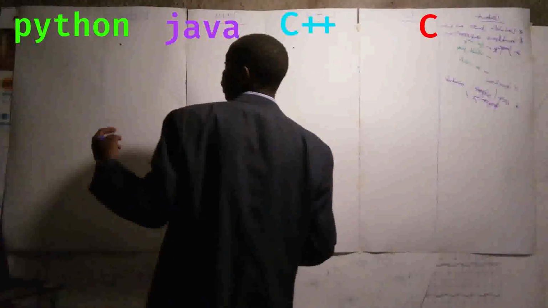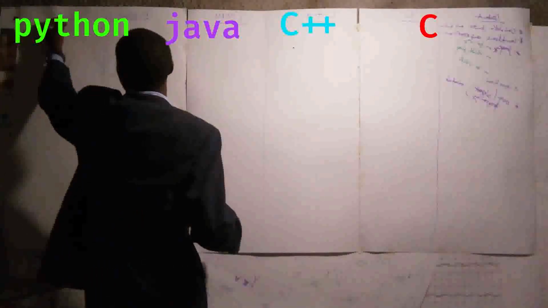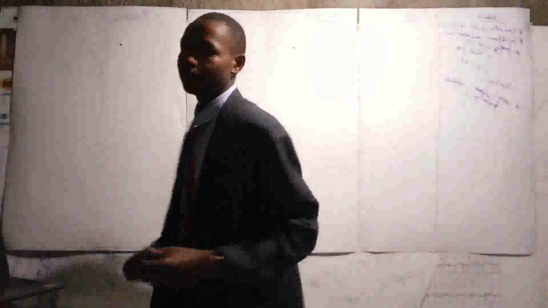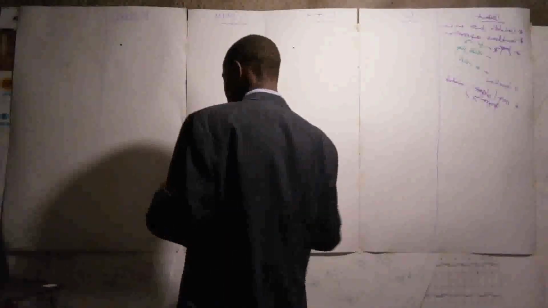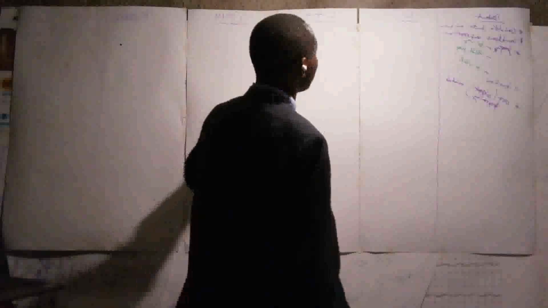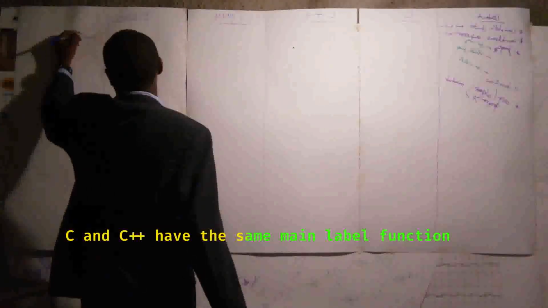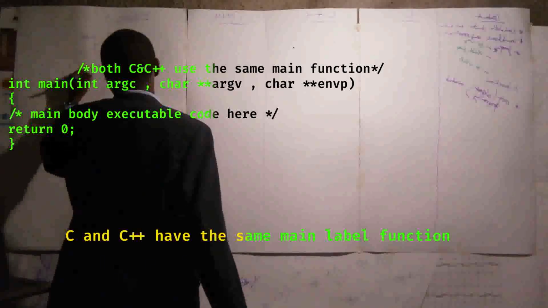Here on the side pane, we are going to write the drafts. For C, C++ and Java, we have the same main function. In the main function, we write main, then brackets, curly braces, and close at the end.